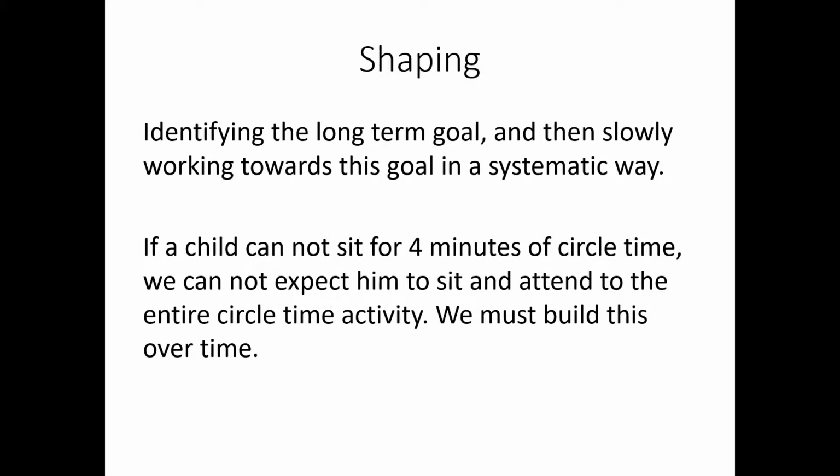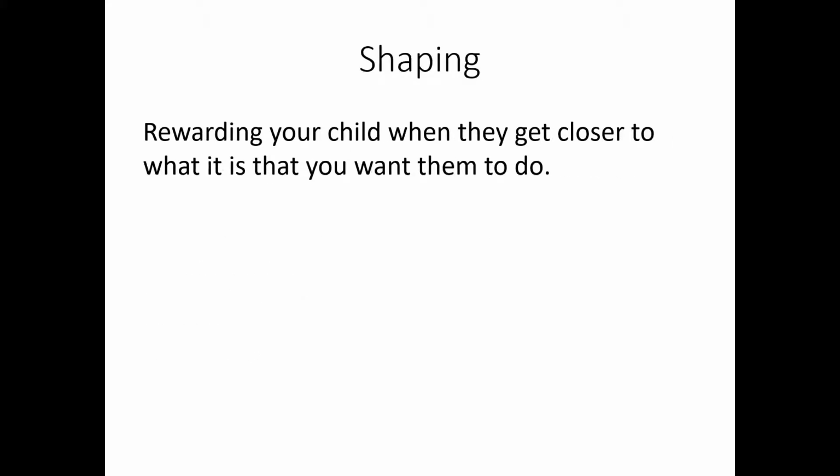For example, if a child cannot sit for 4 minutes of circle time, we cannot expect them to sit and attend to the entire circle time activity. We must build this over time. So we would shape a behavior by starting off small and then increasing it over time. We can shape a variety of different parts, like the intensity of the behavior, the duration or the time of that behavior, and we can also shape in a variety of different ways, such as frequency. We'll go through some of those details now.